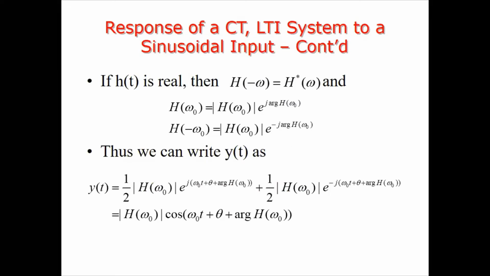Fine. Next, continuing with that, if h of t is real, then h of minus omega is h star of omega. Then how you get your magnitude and phase angle is something like this. Magnitude is like this and phase angle is given by this term.